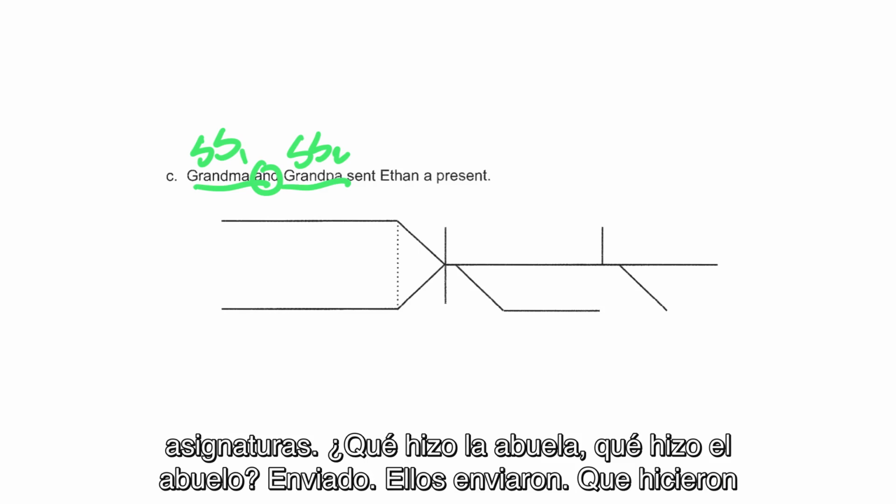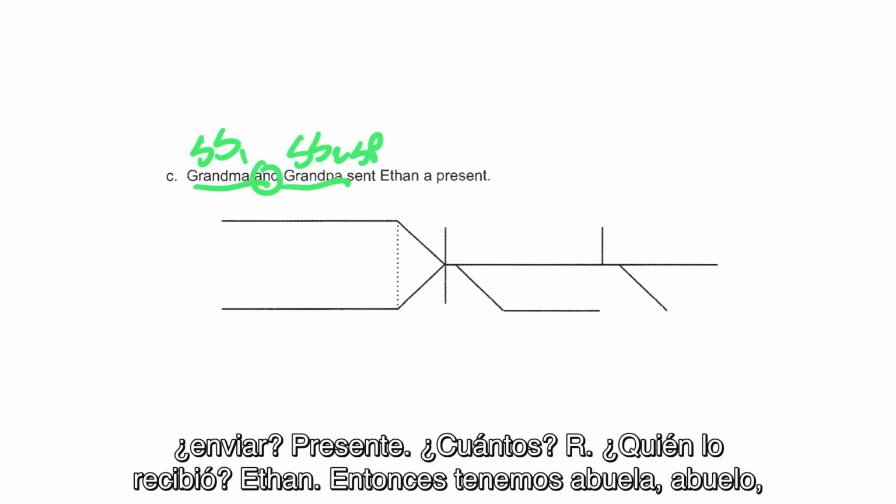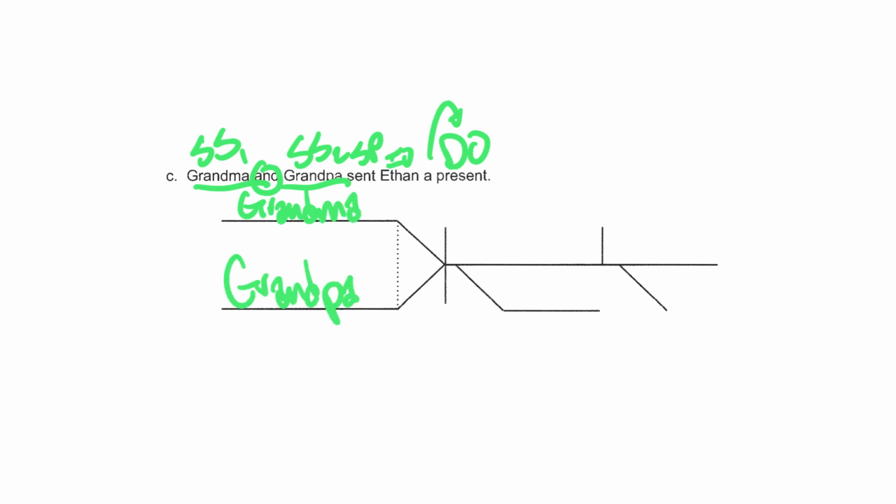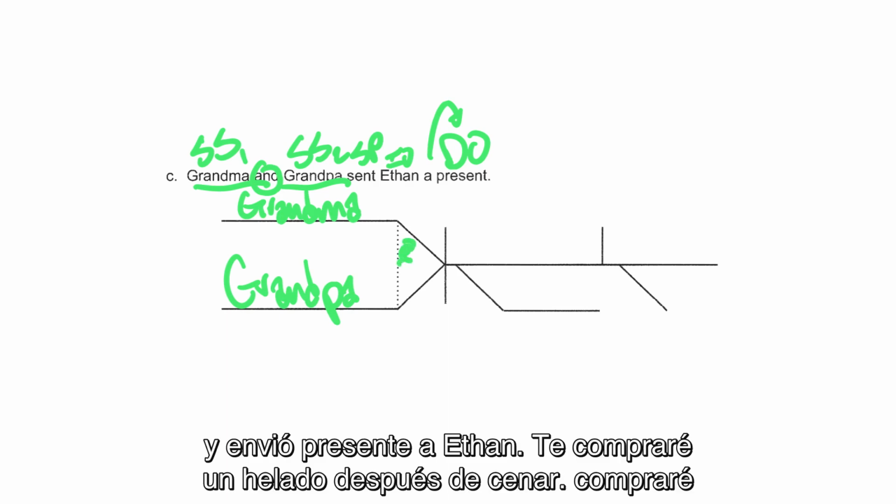Sent. They sent. What did they send? Present. How many? Who received it? Ethan. So we have Grandma, Grandpa, and sent, present, Ethan.